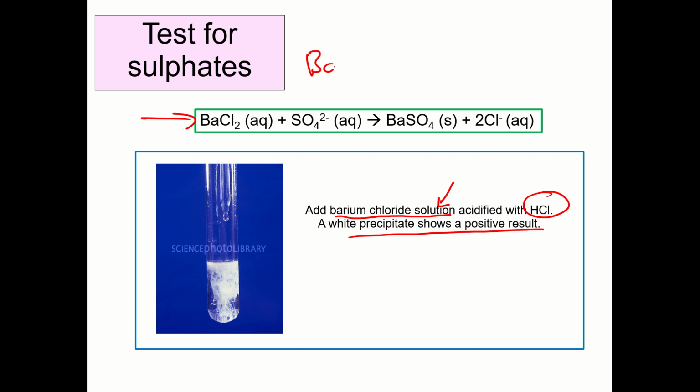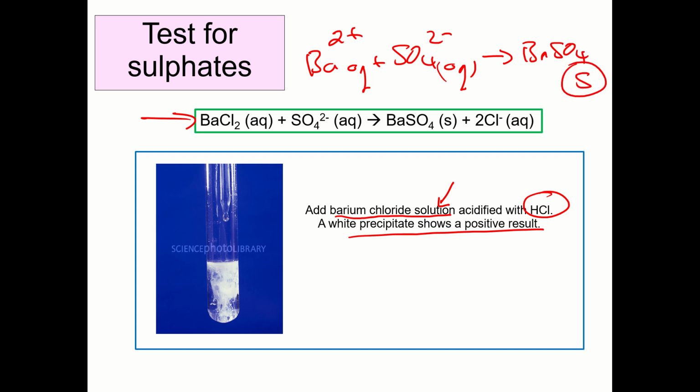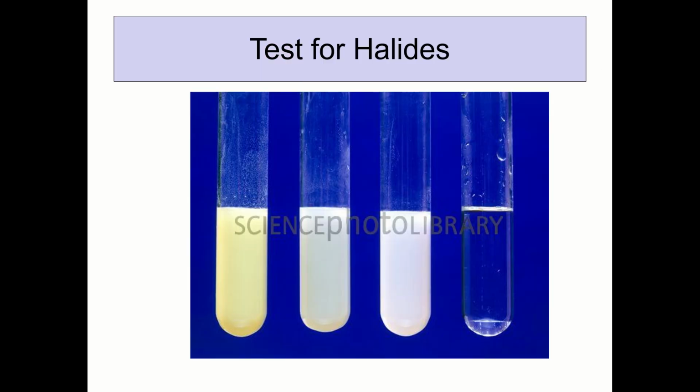The chemistry behind that is on the board now in the green box. The ionic equation is very simple. The barium ions from the barium chloride will react with the sulfate ions, okay, that you're testing for, and that will make a compound called barium sulfate. Barium sulfate is a very insoluble white substance which forms a precipitate in the test tube.